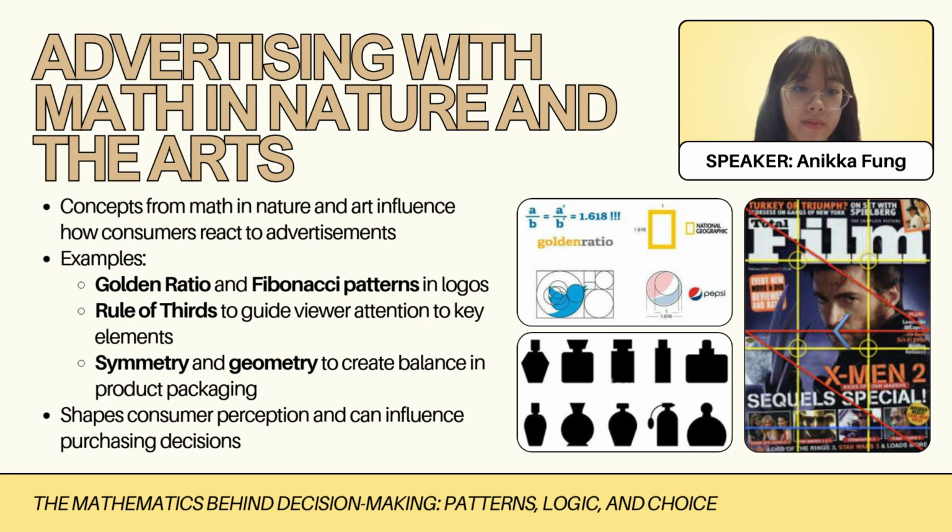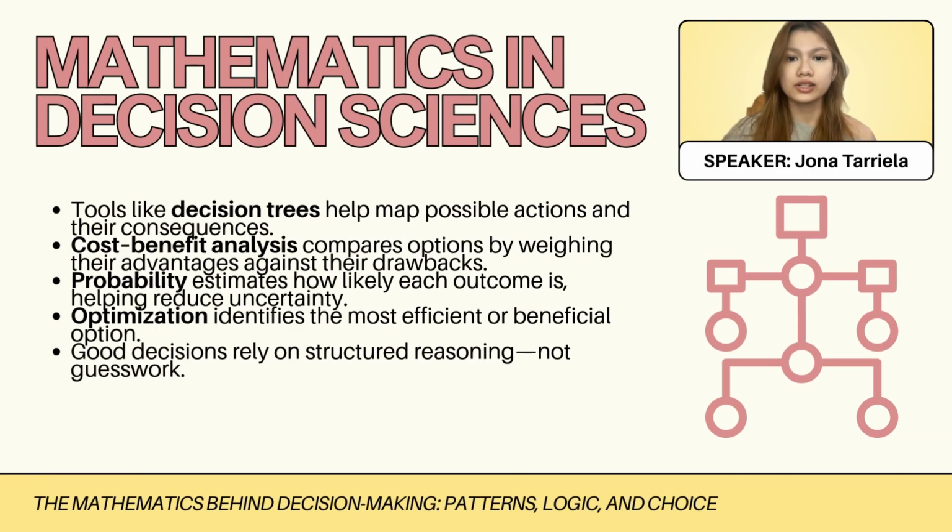to buy. For mathematics and decision sciences, math gives us a structured way to make better decisions. Instead of relying on our instinct, we use tools like decision trees and cost benefit analysis to break down choices and compare possible outcomes. For example, in deciding whether or not to launch a new product, a decision tree can map out scenarios like high or low demand and show the potential profit or loss for each. This helps us identify which option has the best expected result.